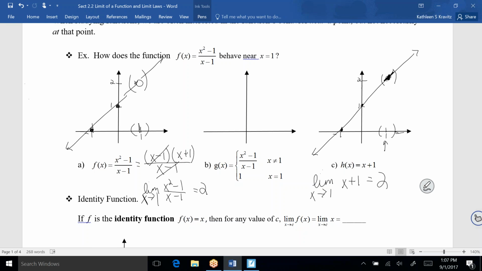And then let's look at part b for this function, g of x. This function starts off as a piecewise defined function. It still is the same function that we had before, x squared minus 1 over x minus 1, as long as x isn't equal to 1. So we can graph that because it's the exact same thing as what we had in part a.